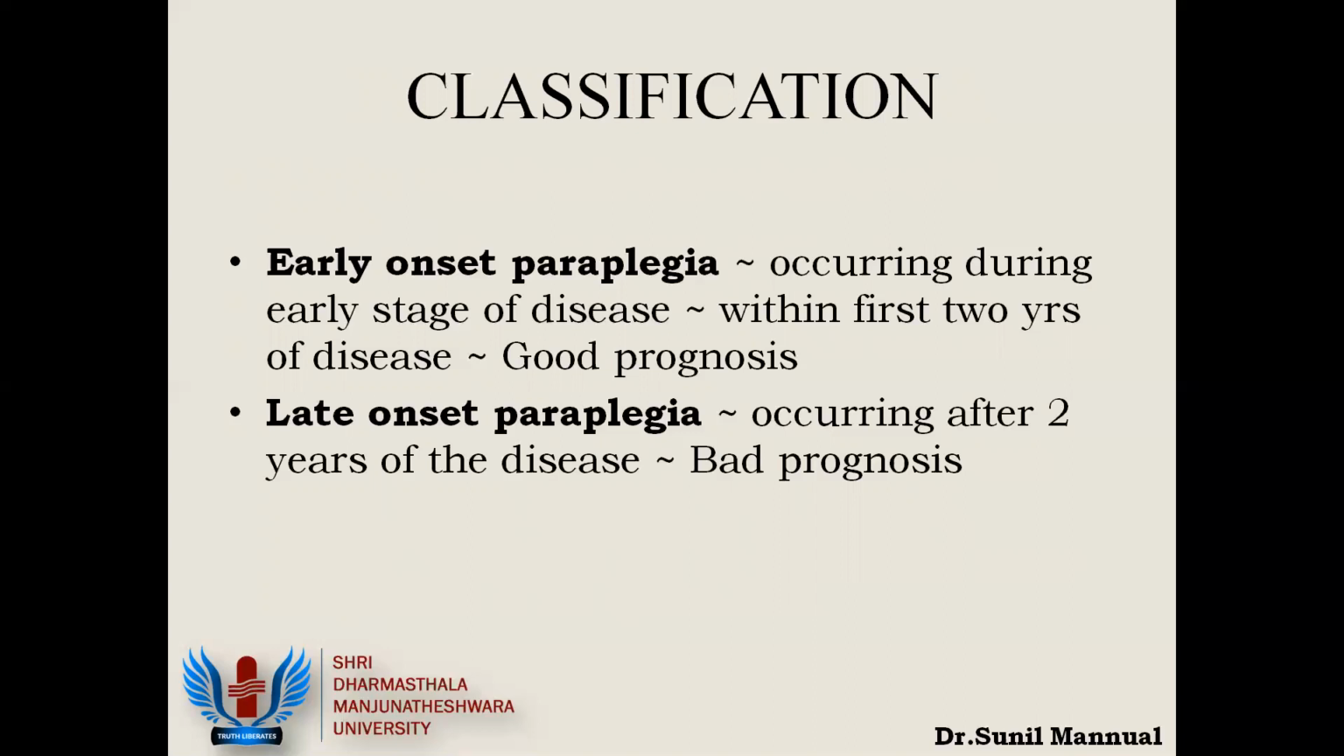Why? Because the late onset paraplegia is mainly because of scarring, severe scarring in the meninges or severe scarring in the spinal cord area, and not much surgical help can be done at this stage. But early onset paraplegia definitely will respond very well to surgery. Moving on to slide number 29.